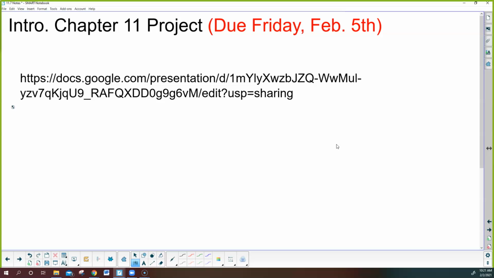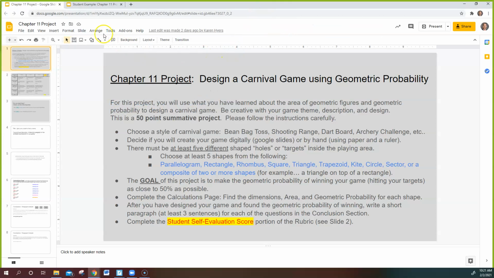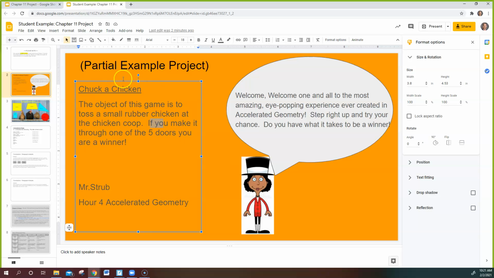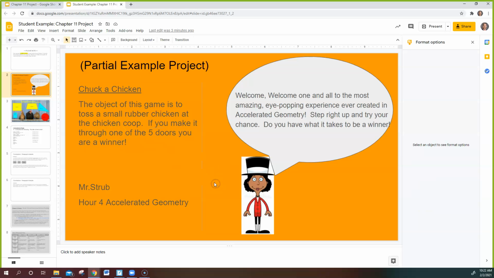What's the like 50% again? Like 50% that it should go in or that it should? Well, either or. It's officially it should. It depends on what your name is or what your game is. So here, on my title page, I said the object of the game is to toss a small rubber chicken at the chicken coop. If you make it through one of the 5 doors, then you're a winner. So for me, I want to make it where the area of the targets is 50% of the area of the whole slide. So in that case, mine would be making it through the board.